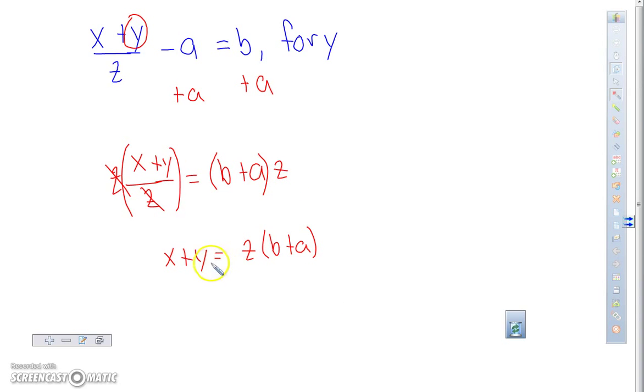Since we're solving for y, we want the y by itself. This x is positive. I need to subtract it. So then I have my answer. y is equal to z times b plus a minus x. And that will be the conclusion of this lesson.